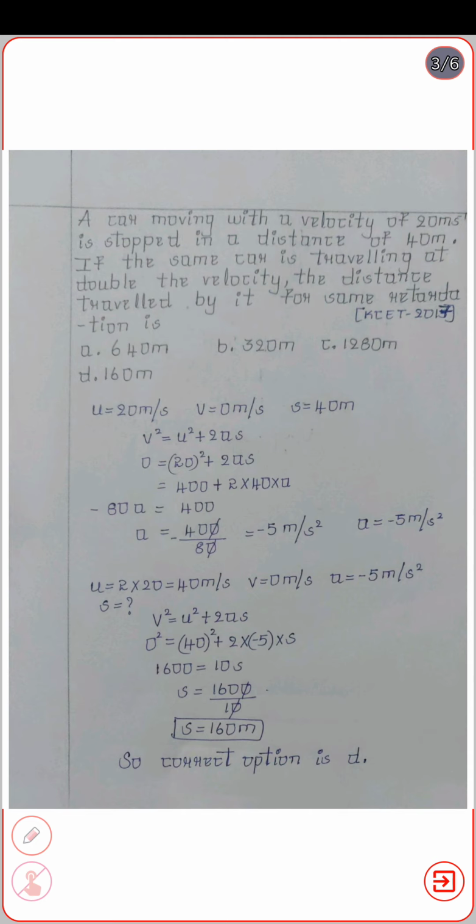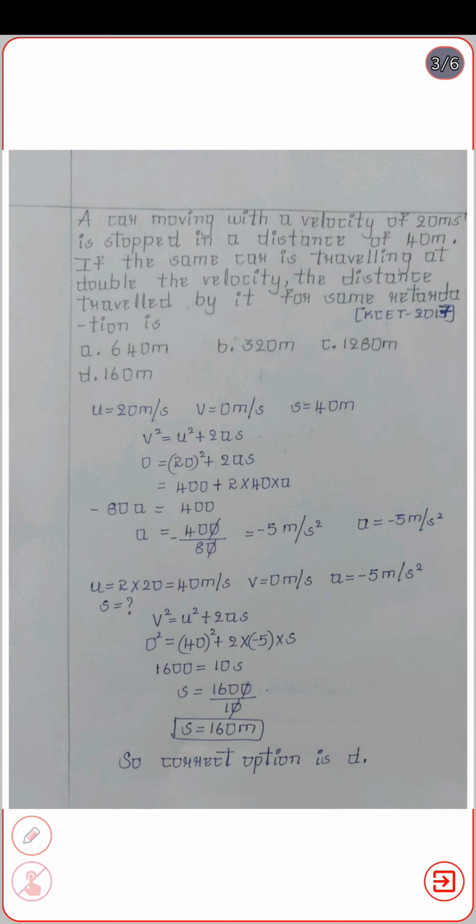So the final velocity is 0. We have to find out the distance traveled. So v square equals u square plus 2as. So 0 square equals 40 square plus 2 into -5 into s. So finally we will get that s is equal to 160 meter. So the option we have here is option D, that is 160 meter.